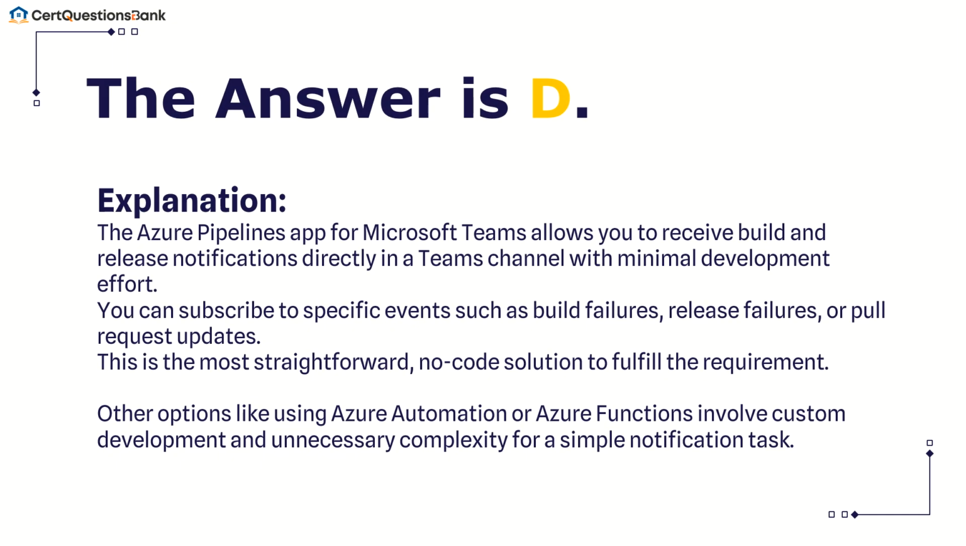The answer is D. The Azure Pipelines app for Microsoft Teams allows you to receive build and release notifications directly in a Teams channel with minimal development effort. You can subscribe to specific events such as build failures, release failures, or pull request updates. This is the most straightforward, no-code solution to fulfill the requirement. Other options like using Azure Automation or Azure Functions involve custom development and unnecessary complexity for a simple notification task.